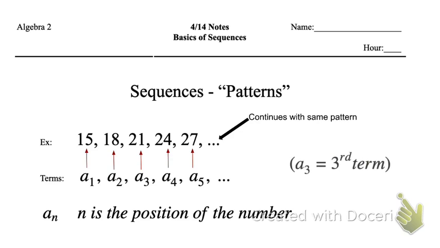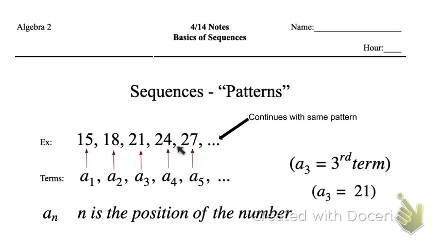So whenever we look over here and see that the third number in line is 21, the way you would read this, A sub 3, means the third term. We're not going to say "A sub 3," that's just hard to say. So when we see A sub 3, we say third term. And for ours, we would say our third term is 21.